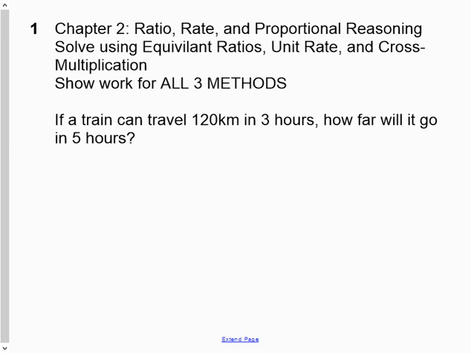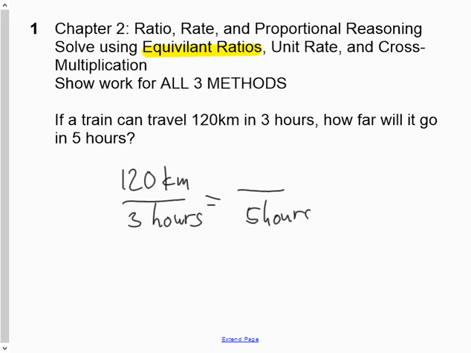Now, the first method is equivalent ratios. If I was to write down 120 kilometers in 3 hours, that is equivalent to how much in 5 hours? Just like we would do if we were making equivalent fractions, we would say, what do I multiply the 3 by to get 5? What I like to tell people is, what if it had been 6? What if it had been 120 over 3 equals something over 6? Well, you would have multiplied 3 by 2 to create the equivalency or the proportion.